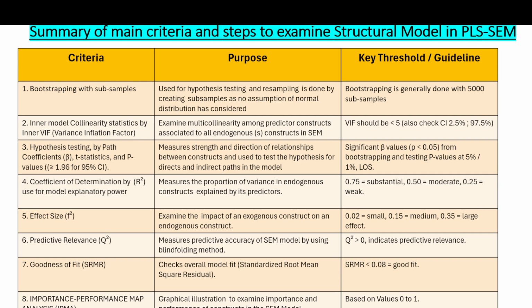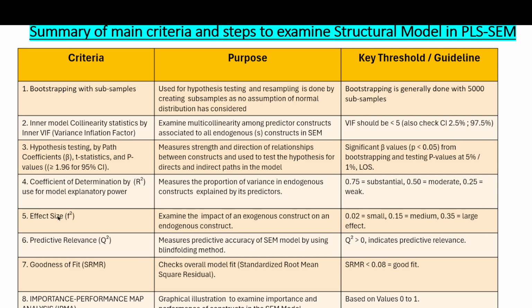The next criteria is to execute the coefficient of determination, R square, used to measure the model's explanatory power. Its purpose is to measure the proportion of variance in the endogenous construct explained by its predictors. There are three threshold values. If it comes to 0.75, then the model is substantial. If it is 0.50, then we consider the model as moderate, and if it is 0.25, then we consider the model as weak.